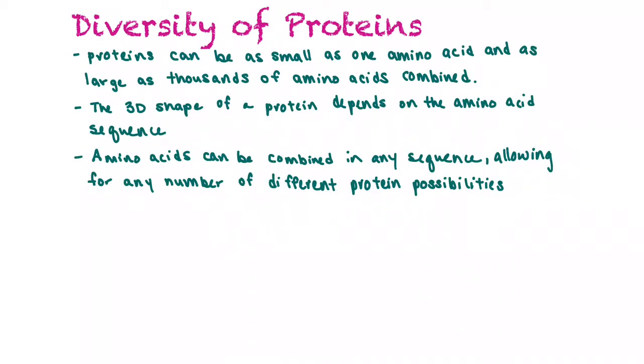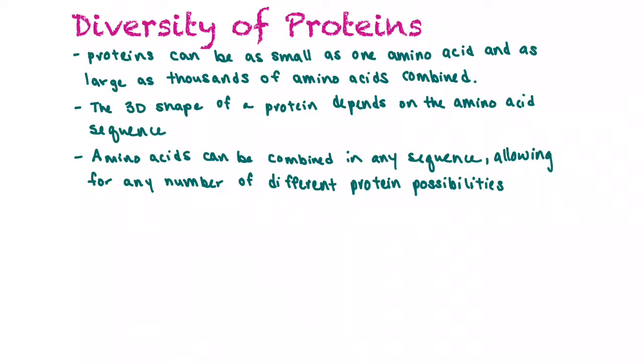So proteins are so diverse. They can be as small as 1 amino acid to be a functioning protein, and they can be as large as thousands of amino acids combined. The longest protein is known as titin, which is over 39,000 amino acids long, I believe, and it's found in our muscles, and it gives us the springiness to our muscles.